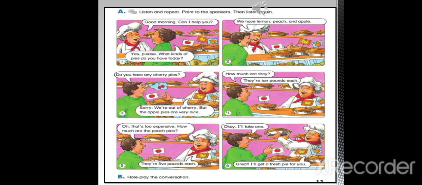Now listen again. Good morning. Can I help you? Yes, please. What kinds of pie do you have today? We have lemon, peach, and blueberry. Do you have any cherry pies? Sorry, we're out of cherry, but the blueberry pies are very nice. How much are they? They're $10 each. Oh, that's too expensive. How much are the peach pies? They're $5 each. Okay, I'll take one. Great, I'll get a fresh pie for you.